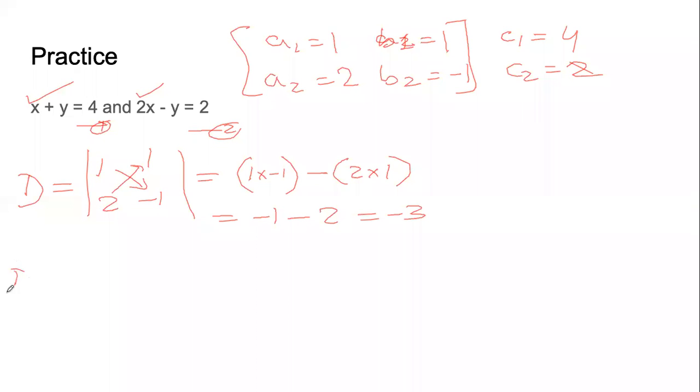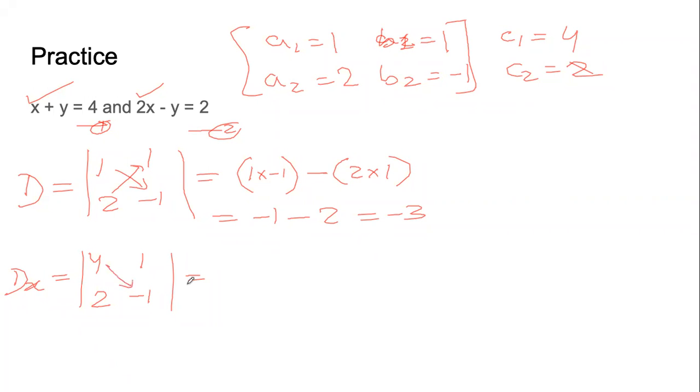Now the second determinant, dx. Remember, when we are writing dx, we will not write the coefficients of x, but we will write the constants. So 4, 2, and 1, minus 1. Find the value of this determinant. One answer that you have given me is minus 6. Another answer that you have given is 6. So let us see what the correct answer is.